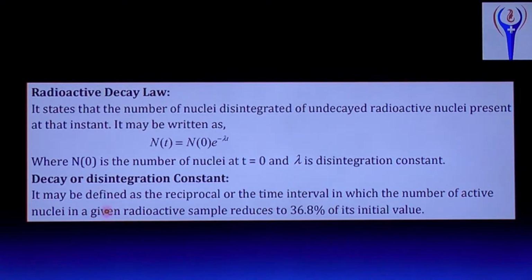And it is defined as follows. The decay constant is defined as the reciprocal of the time interval in which the number of active nuclei in a given radioactive sample reduces to 36.8% of its initial value. That is the definition for decay constant or disintegration constant.